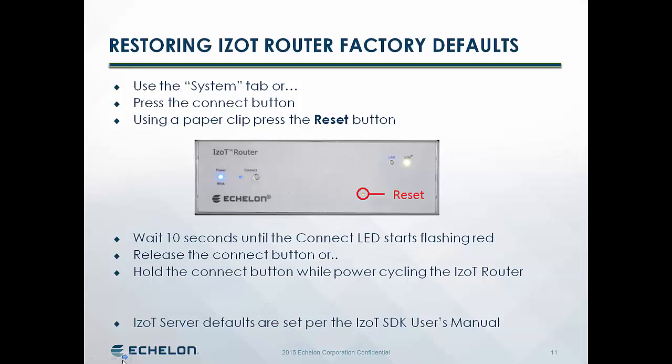You can restore IzoT router factory defaults either by using the System tab or by pressing the Connect button and then using a paperclip to press the Reset button. You then wait 10 seconds until the Connect LED starts flashing red, and then release the Connect button. Or, holding the Connect button down whilst power cycling the IzoT router will achieve the same thing. The IzoT server defaults are set per the IzoT SDK user manual.